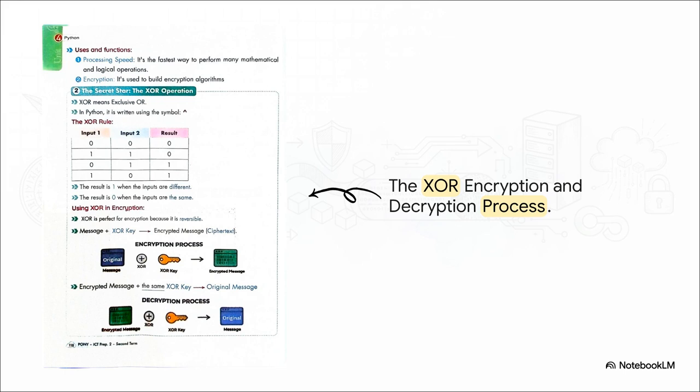Now, why should you care about this for your company's security? Because XOR is absolutely perfect for encryption. It is entirely reversible. You take your original message, smash it against an XOR key, and you generate an unreadable encrypted message. But here is the real magic. If you take that newly created ciphertext and you apply the exact same XOR key a second time, it flawlessly spits out your original message.